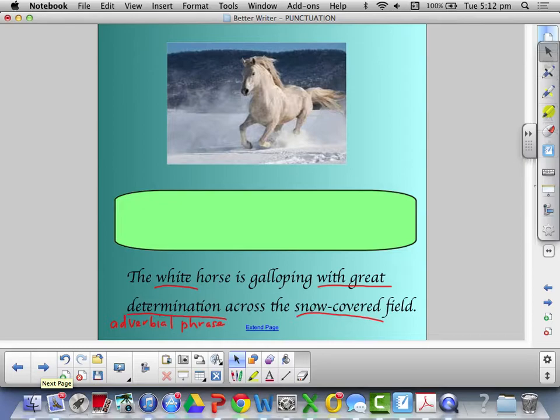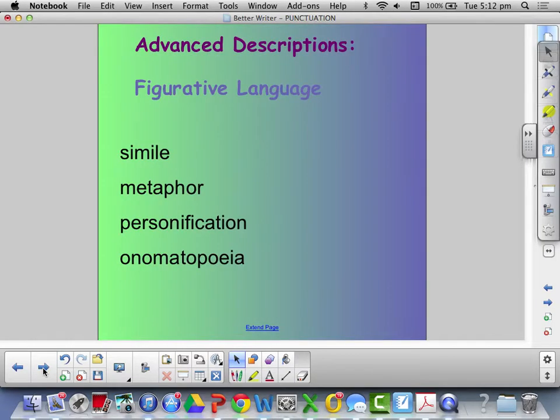Okay, so that's a little bit more advanced using an adverbial phrase, but hopefully you understand there what I've done and why. Okay, I could have used the word determinedly. It's actually an adverb. I could have used that, but I decided to go with great determination. It sounded better. Okay, now we're going to look at some advanced descriptions.